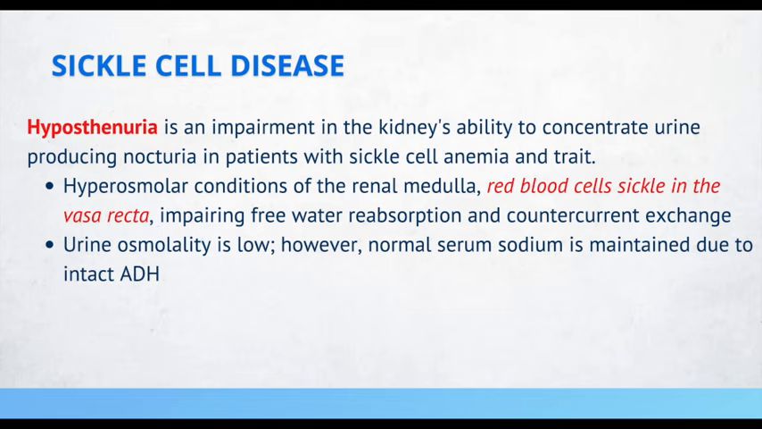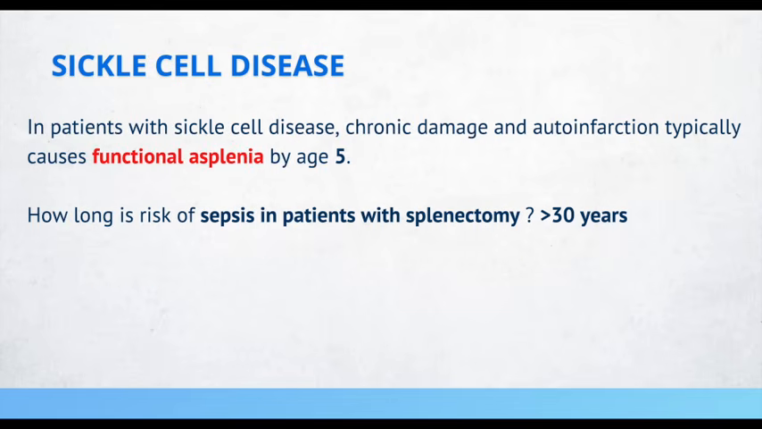In patients with sickle cell disease, chronic damage and autoinfarction typically cause functional asplenia by age 5. How long is the risk of sepsis in patients with splenectomy? It's more than 30 years.